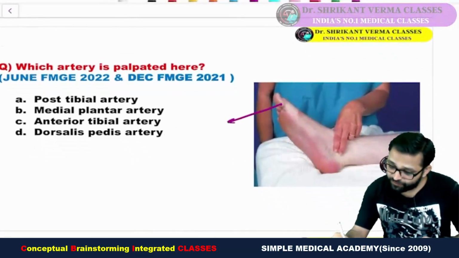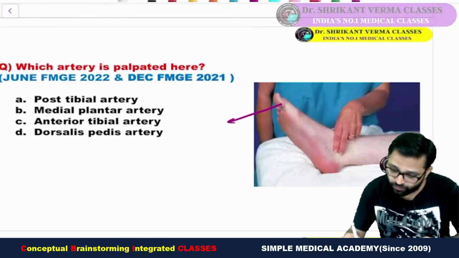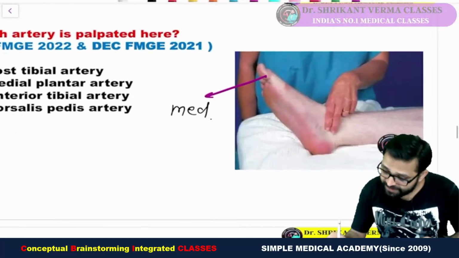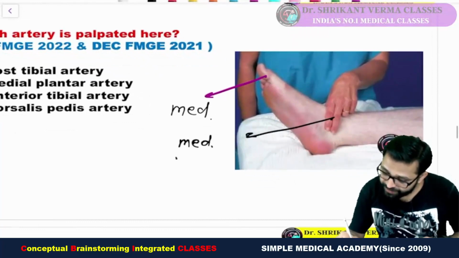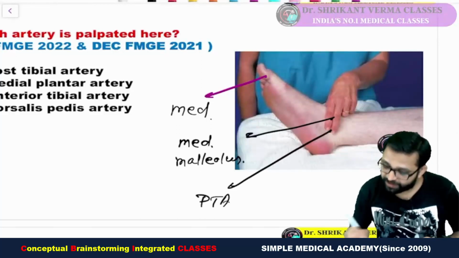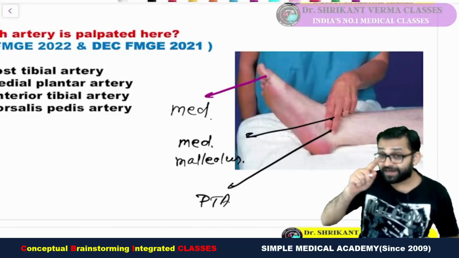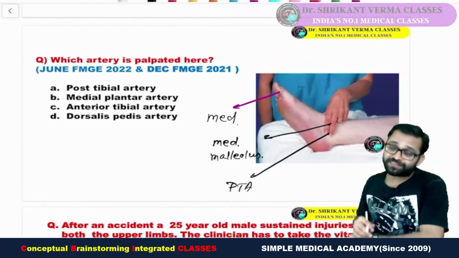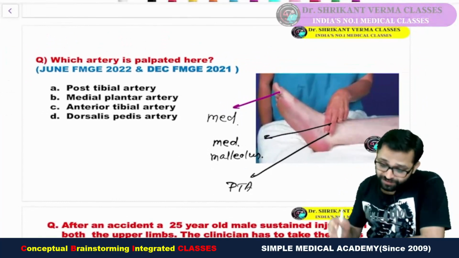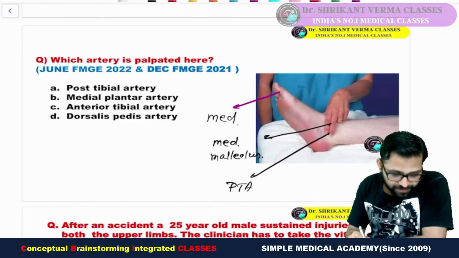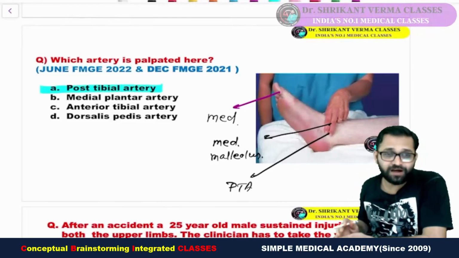Yes, look carefully. This is our great toe, meaning it is the medial side, so this will be the medial malleolus. Getting the point? Just behind the medial malleolus there is the posterior tibial artery. Between the medial and lateral malleolus there is the anterior tibial artery, and the dorsalis pedis artery is felt over the navicular bone. Definitely tell me the answer. Yes, very good, Palak, Preeti. The answer is the posterior tibial artery.